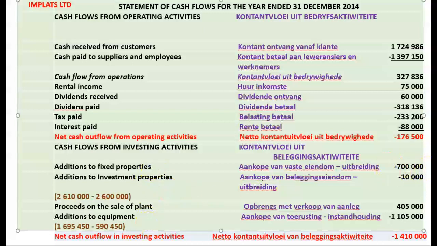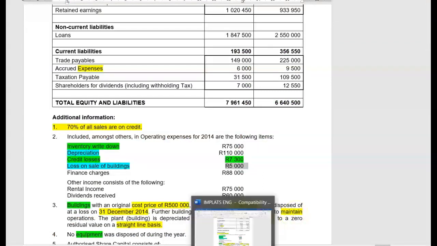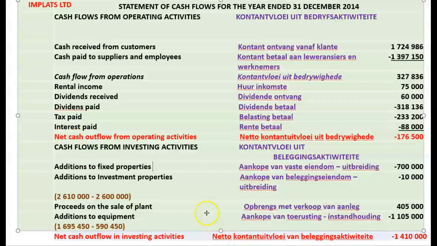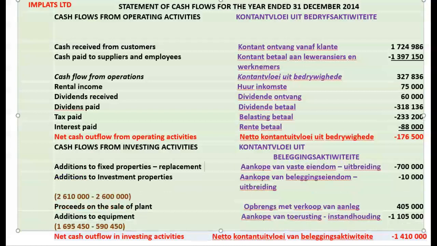And they've told us, if I'm not mistaken in the question, it was to maintain operations. So if it is to maintain operations, it is for replacement. It's not uitbreiding in Afrikaans, it is vervanging. Great, so now we have dealt with that one.